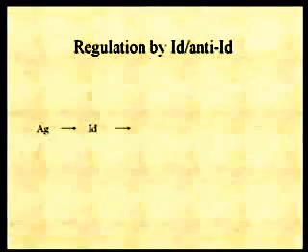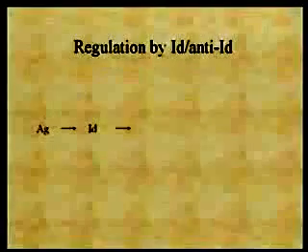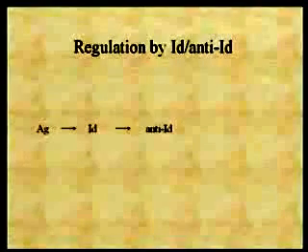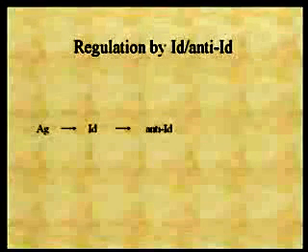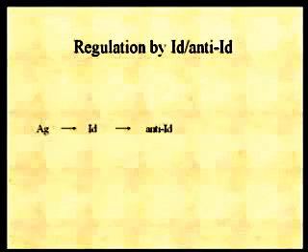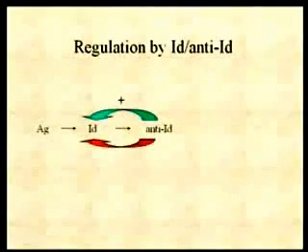So what happens is that the presence of this leads to the production of another antibody directed against the idiotype. In other words, an anti-idiotype. Now, it turns out that if you analyze these anti-idiotypic antibodies, they actually fall into two types. There are some of them that will stimulate the production of more idiotype, and some that will inhibit the production of idiotype.